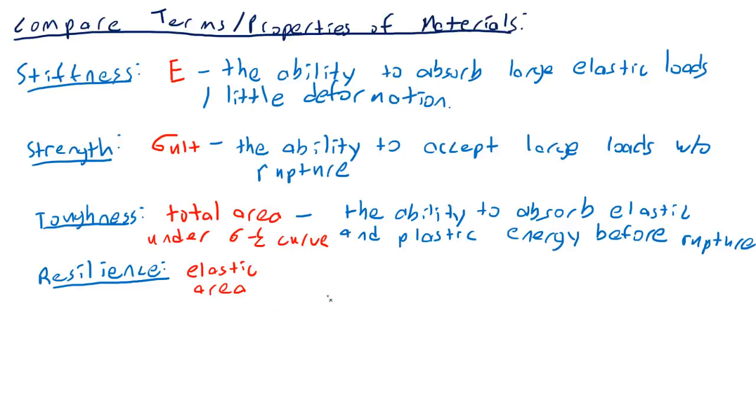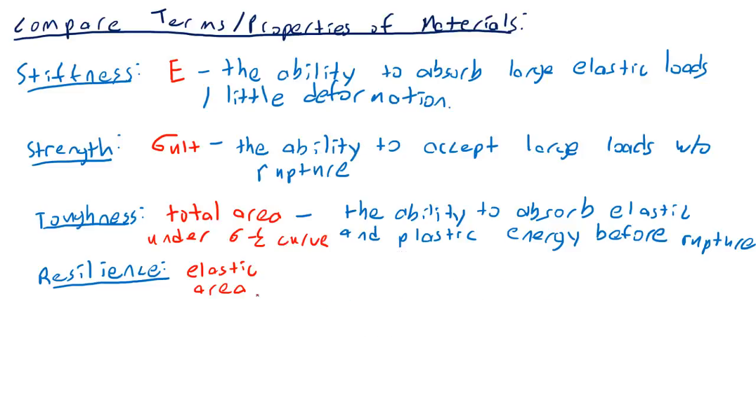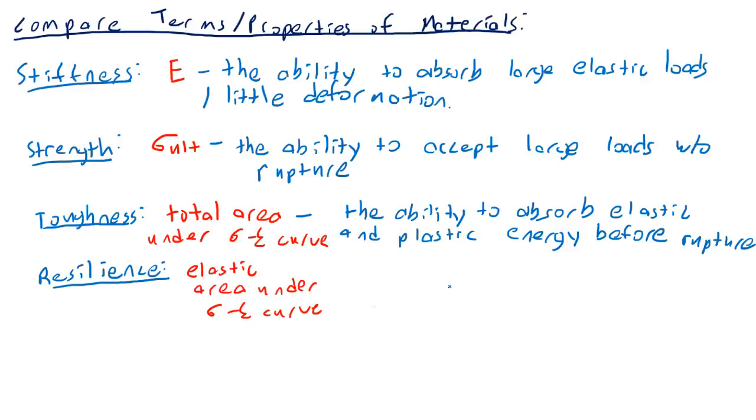And resilience is like toughness, except it's limited to the elastic area under the curve. This is under the entire stress strain curve. This is the area under the elastic portion of the sigma epsilon curve. And resilience fundamentally is the ability to absorb elastic energy. So you want to be able to absorb a large amount of energy without having permanent deformation.